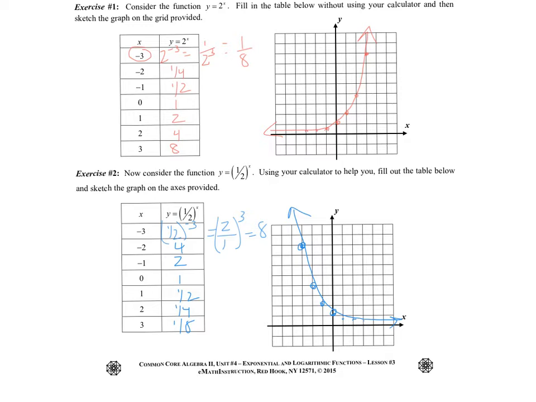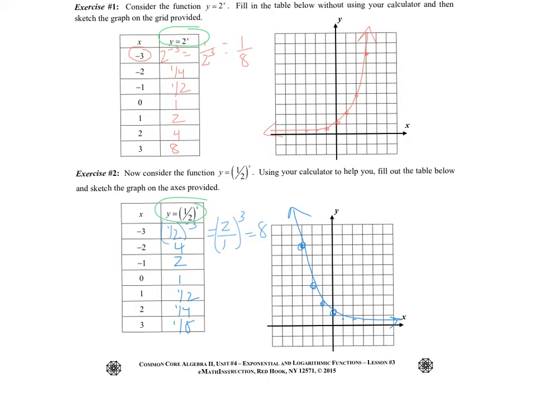So your graph for exercise 2 should look something like this. And if we notice, we can see that it was definitely flipped. And it was flipped over the y-axis. Now, let's take a look at these two functions and let's think about why it was flipped. This one's 2 to the x. This one's 1/2 to the x. Doesn't look like anything was negated. Doesn't look like anything should be flipped.